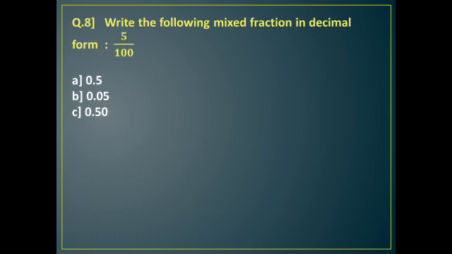Next, write the following mixed fraction in decimal form. Again here very easy, two zeros are here, so we are going to put the point after two digits. So we are going to put 0.05. So two zeros are here, so we will write the answer here 0.05. So option B is correct. See here, option B 0.05.